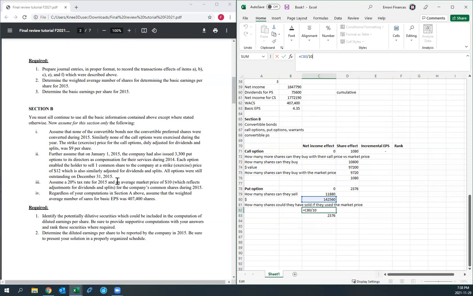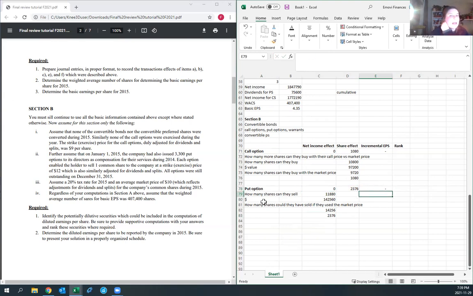Why 10? Because it's the average market price for the year. Okay, so we don't look at the exercise price? We look at the exercise price to see how many shares they can sell, but we did that when we calculated the total dollar value that they could gain by selling them. Here we did the number of shares they can sell times 12, the exercise price. And the 2,376 is the difference between how many shares they can sell using the exercise price and the market price. Exactly. It's the same thing that you did for the call options. Okay. And the incremental EPS is again 0.